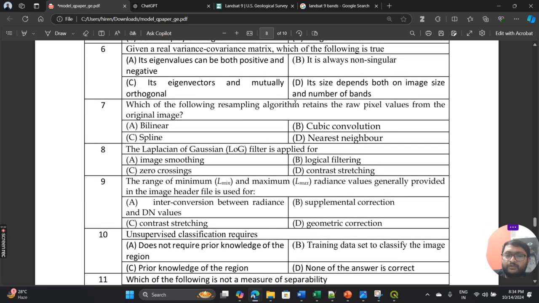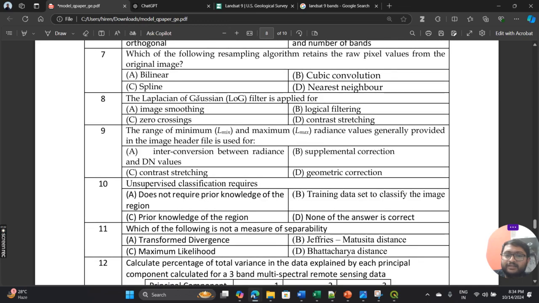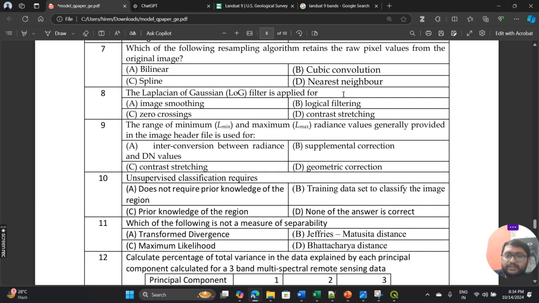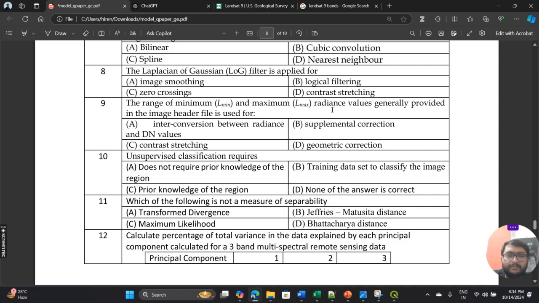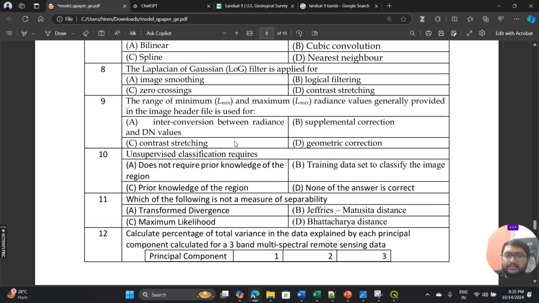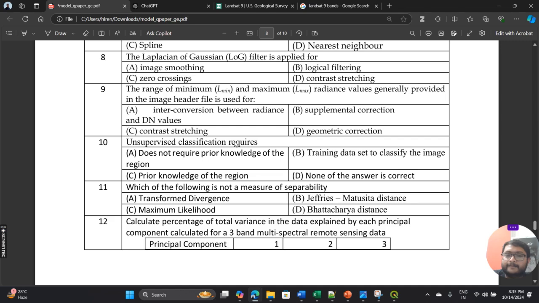Then which of the following sampling algorithms retains the raw pixel values from the original image? Nearest neighbor. So a few questions are repeating here. The Laplacian of Gaussian filter is applied for which kind of filtering? I think this is a bit advanced. Then the minimum and maximum radiance values generally provided in the image header file are used for contrast stretching. I think 8 is C, zero crossing. I'm not into that domain, so I don't know. Might be correct.